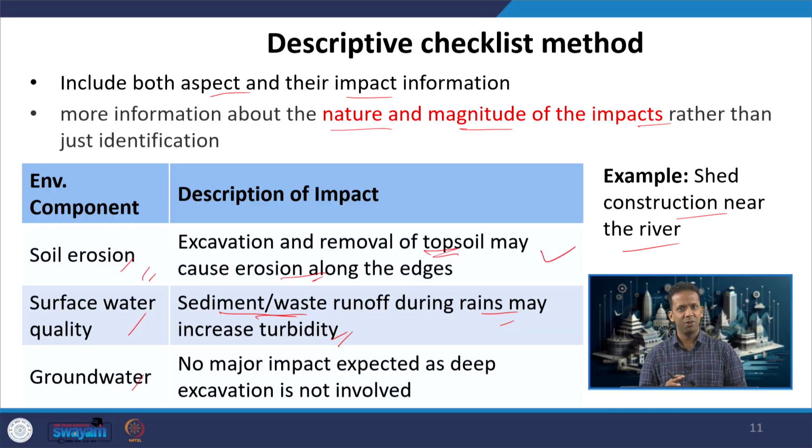Groundwater: because the shed is not a very huge building or a permanent type of construction, it is a temporary construction. So, it does not go deep. We do not need any deep excavation, so there will not be any major impact on the groundwater.